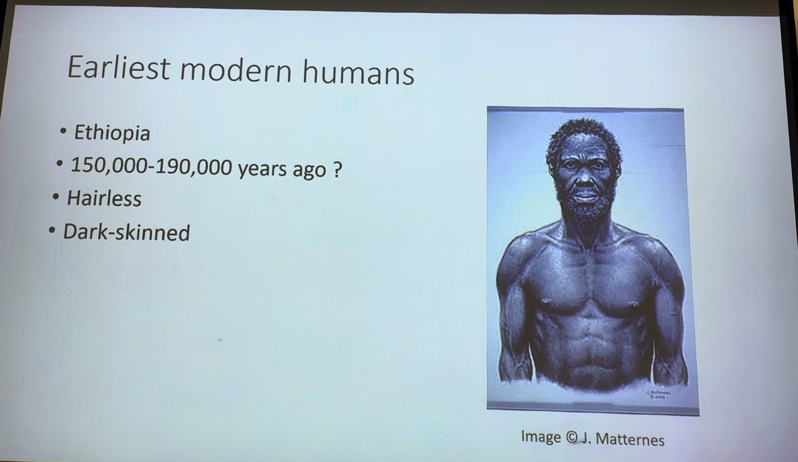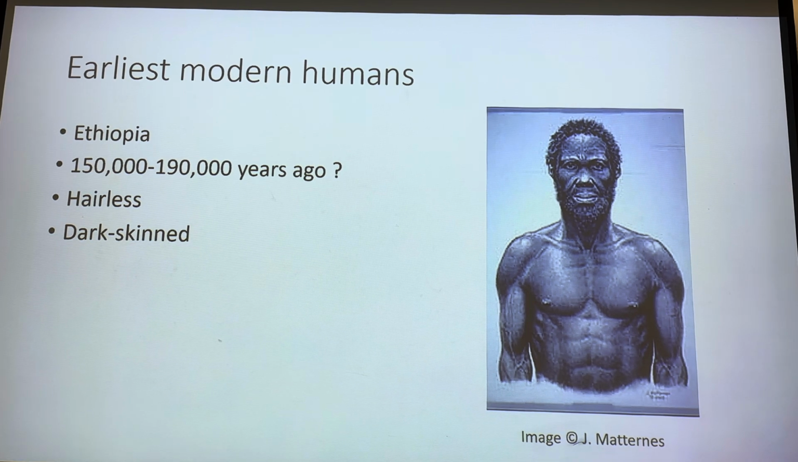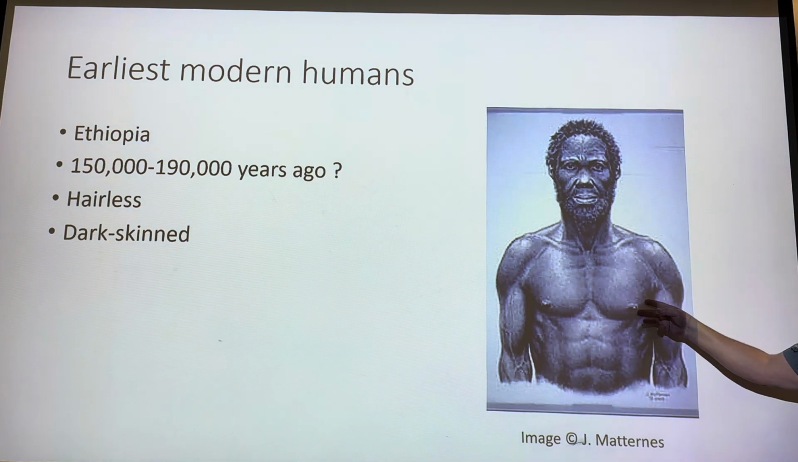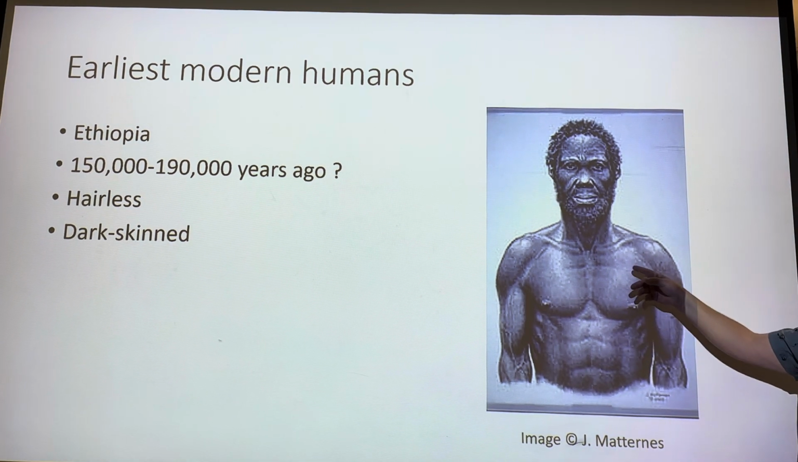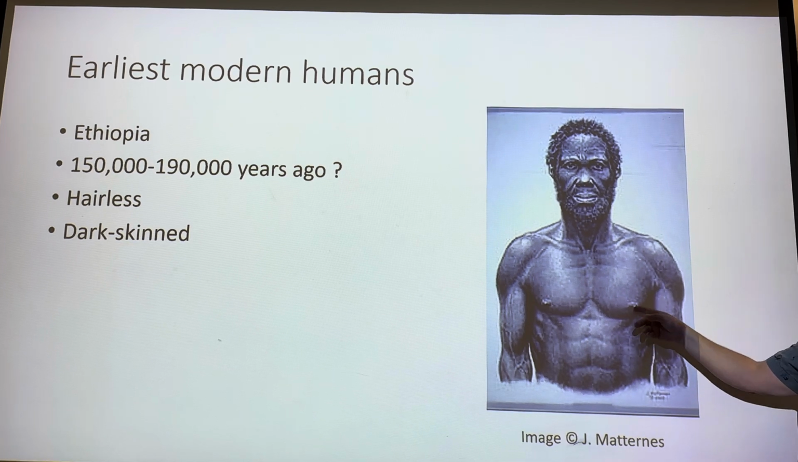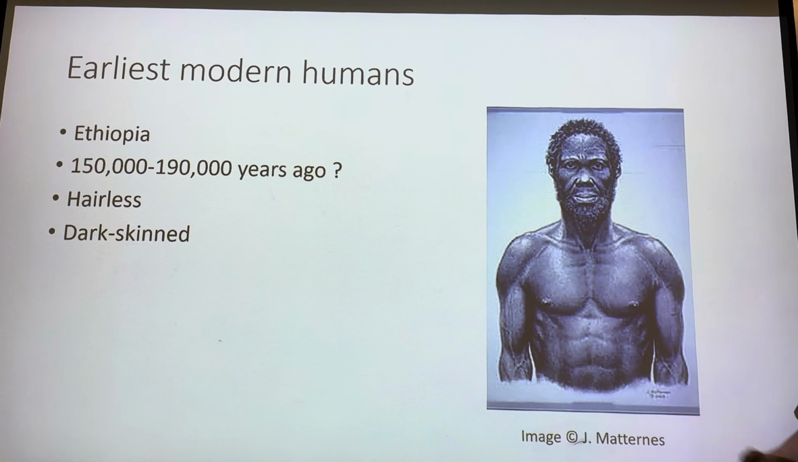And it's about 200,000 years ago. Some people say it was earlier than that, but roughly something in there. And they were thought to have emerged in Central Africa, in equatorial Africa, and they were thought to be hairless, okay, and dark skin, right? And the hairlessness and dark skin are probably related, okay?